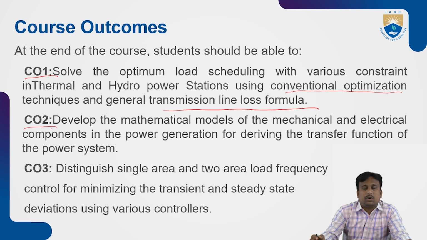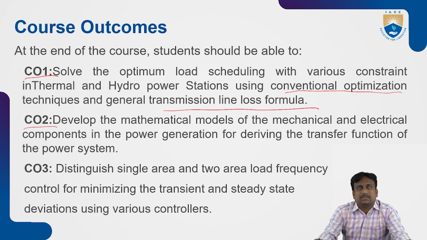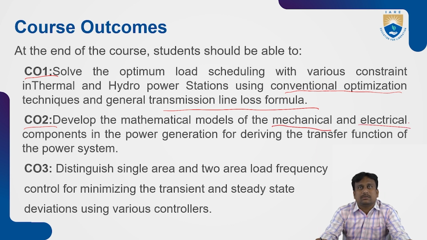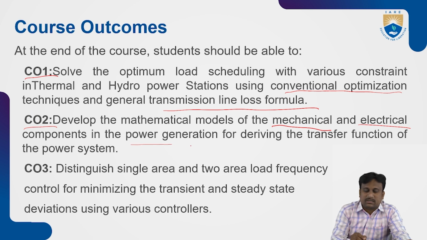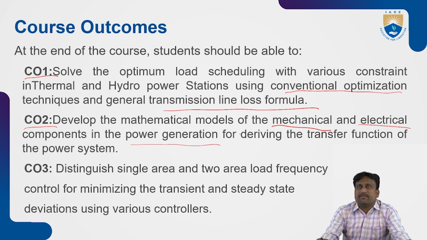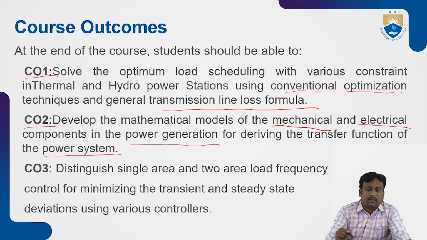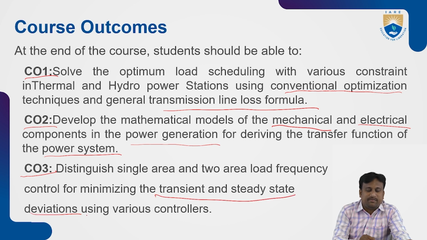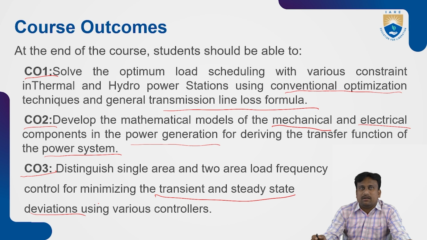The second course outcome, CO2, is designed to develop the mathematical models of the mechanical and electrical components which take place in the power generating sector, for deriving the transfer function of the power system network. Coming to course outcome 3, distinguishing the single area and two area load frequency control for minimizing the transient and steady state deviations. This will be done with the help of various control strategies.